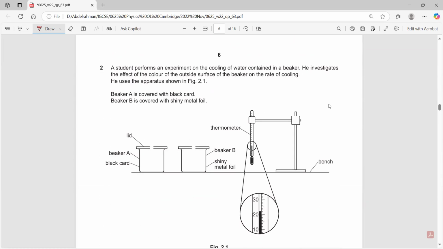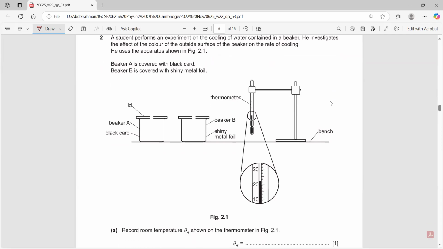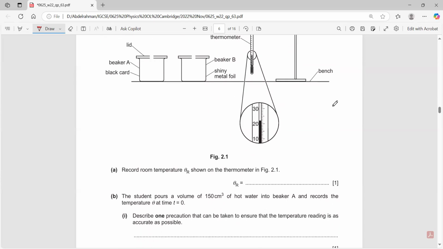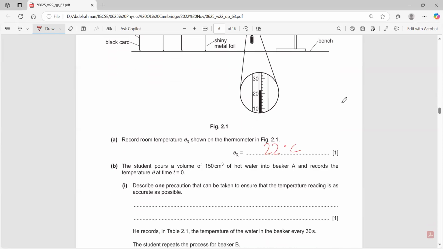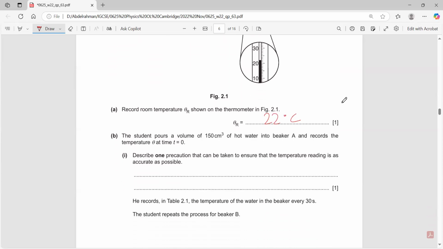A student performs an experiment on cooling water in a beaker. He investigates the effect of the color of the outside surface on the rate of cooling. Beaker A is covered with a black card. Beaker B is covered with a shiny metal foil. And I guess we know the difference between a black surface and a shiny surface. Record the room temperature. This room temperature is 22 degrees Celsius. He pours a volume of 150 centimeters cubed. Describe one precaution that can be taken.